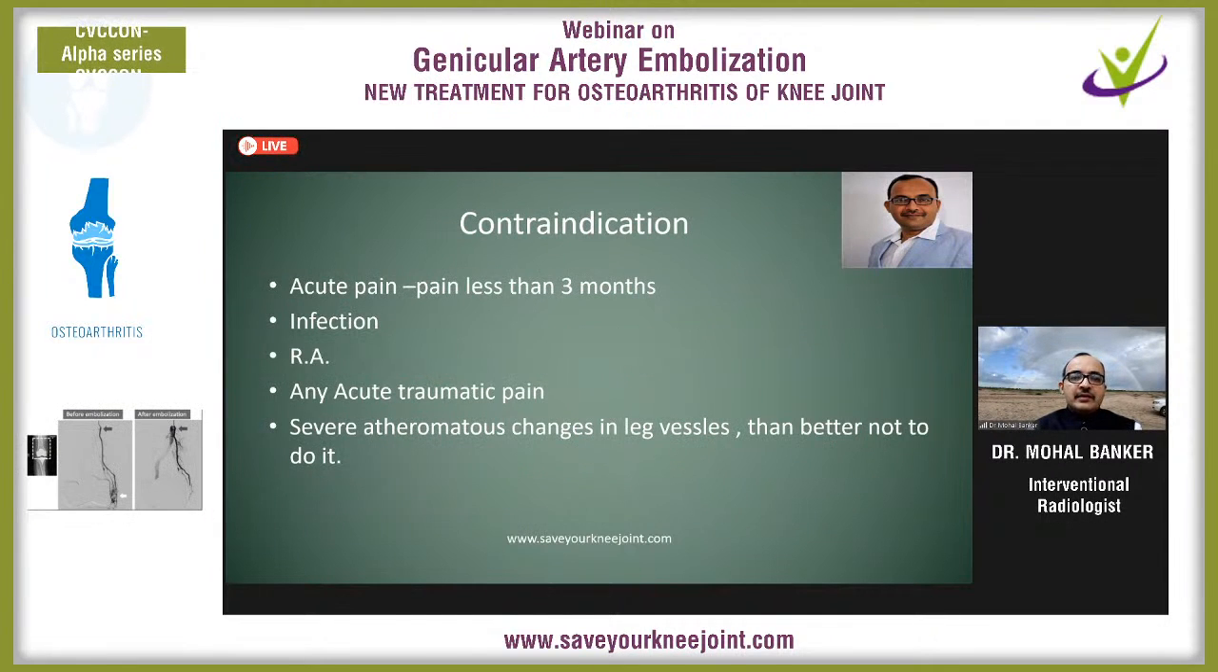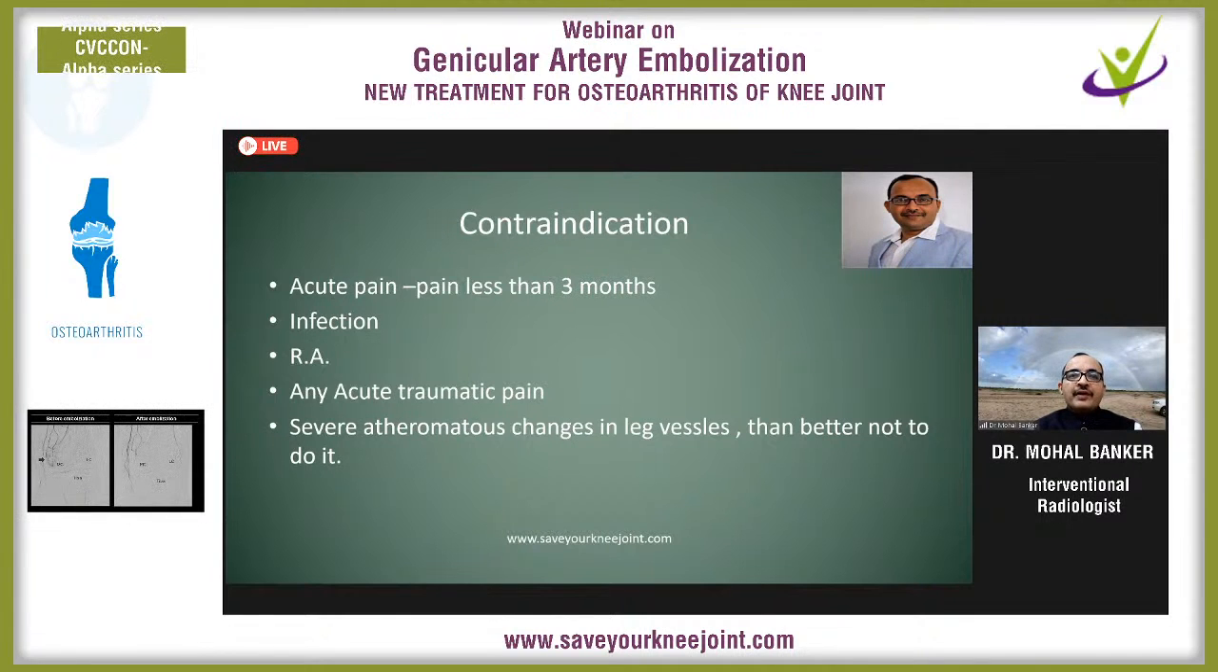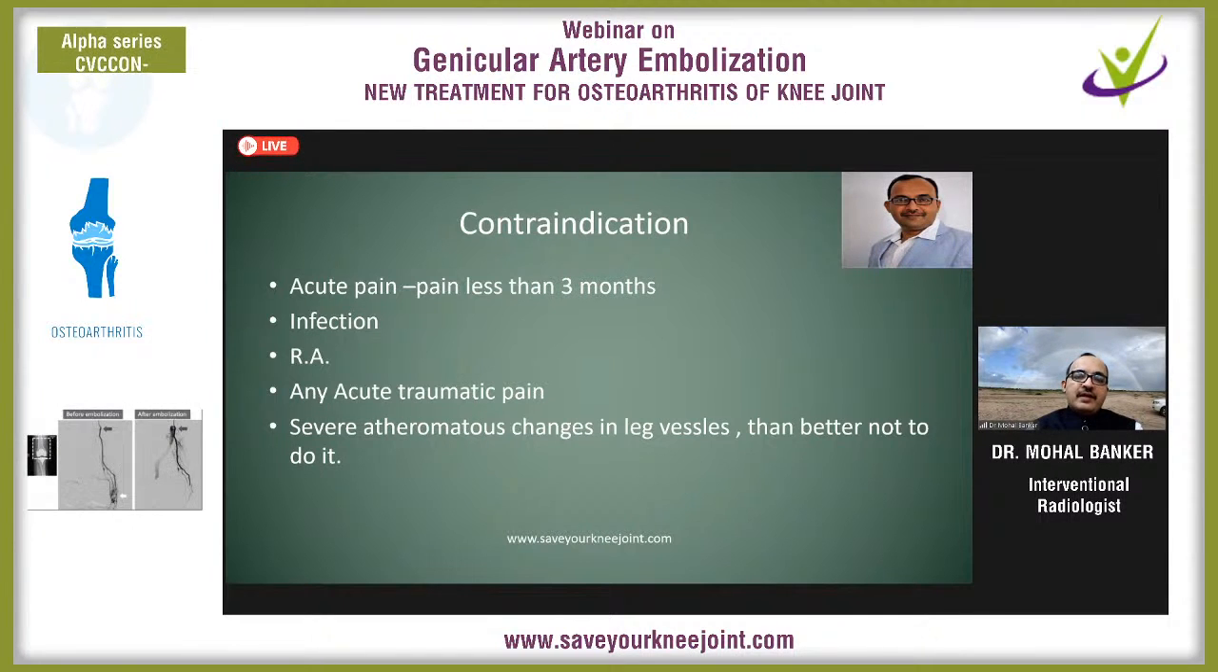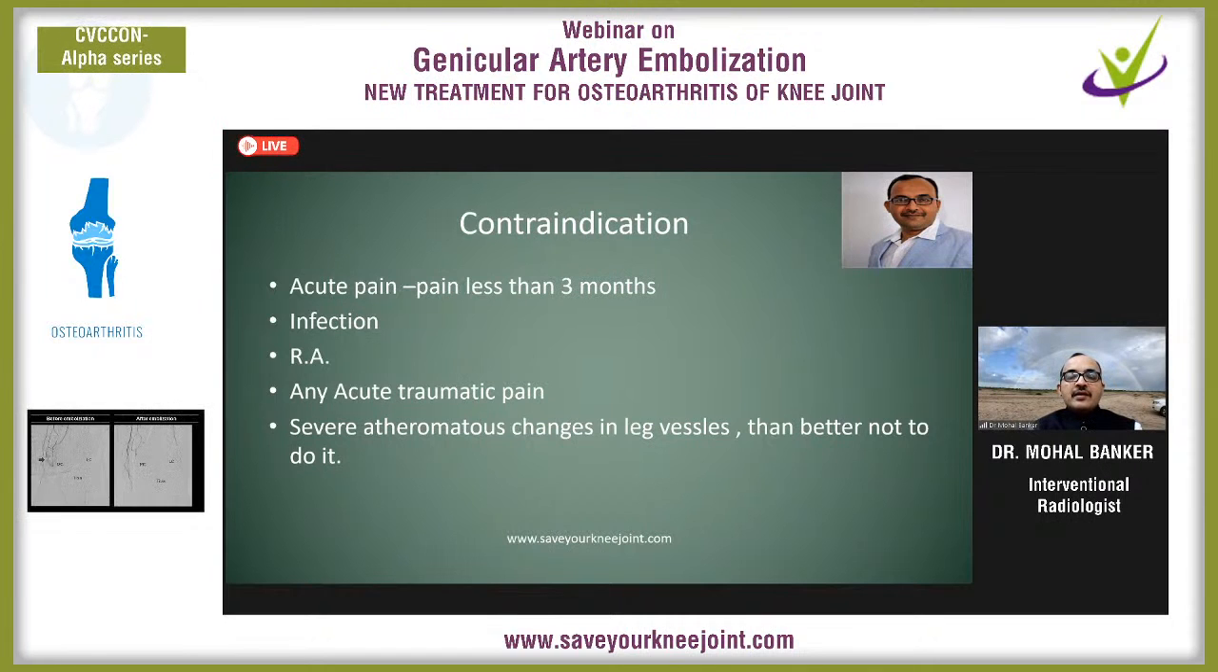So now let's see the contraindications of this procedure. Definitely acute pain is not treated by this procedure. Infection within the joint and rheumatoid arthritis are not indications for this procedure. Acute traumatic pain is avoided, and with severe atherosclerotic changes in the leg vessels, particularly the superficial femoral artery, this procedure should not be done in the patients.